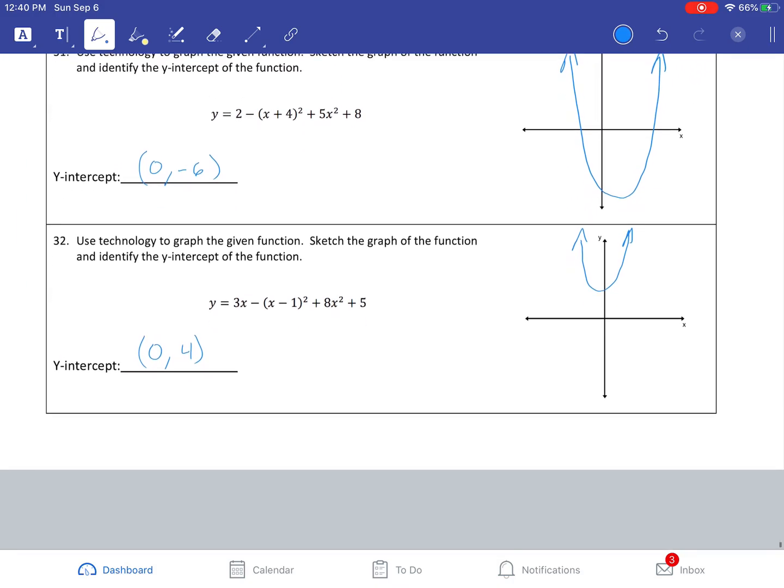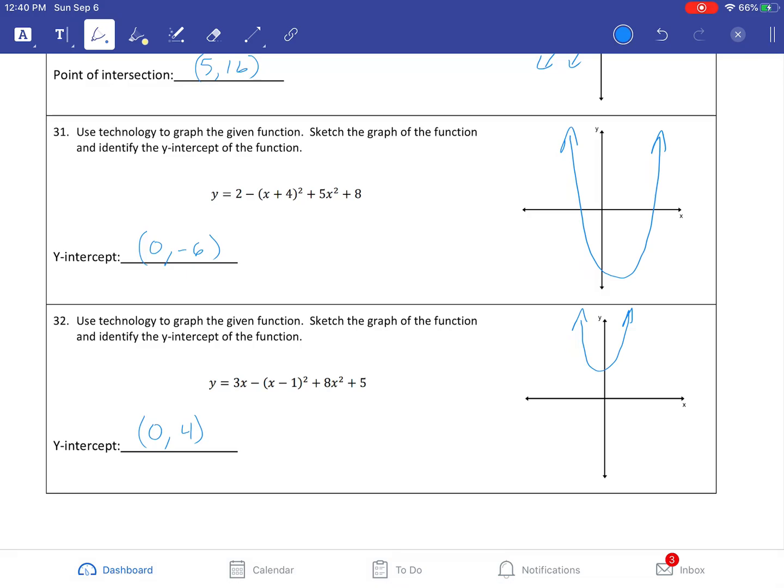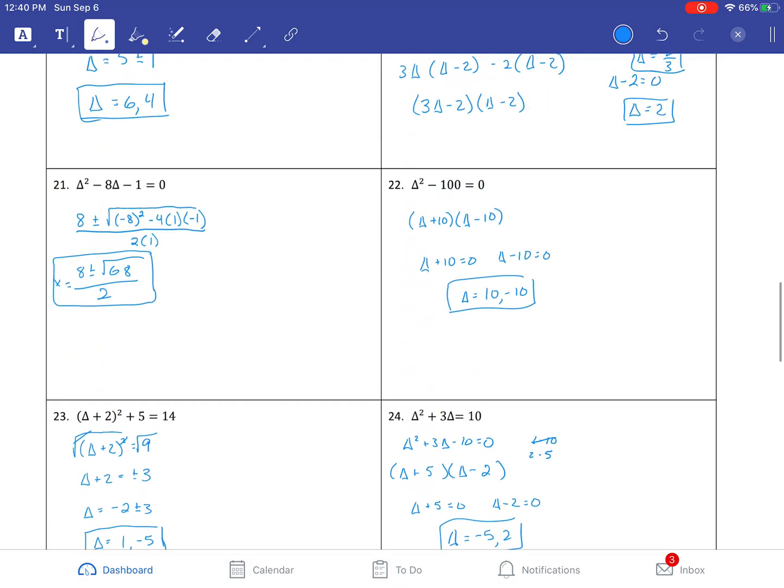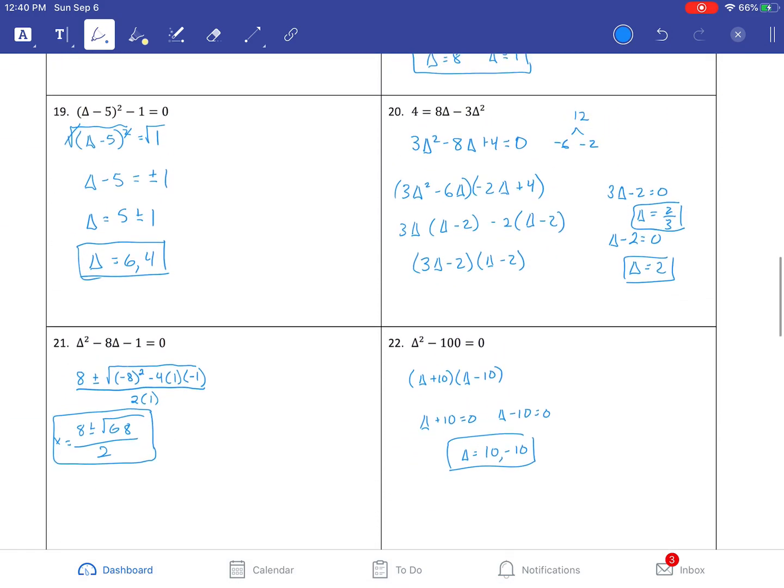So those are what your entire review for the first unit should look like. If you have questions, it's important that you come to Tuesday's class and ask them before the test on Wednesday. And that's it.